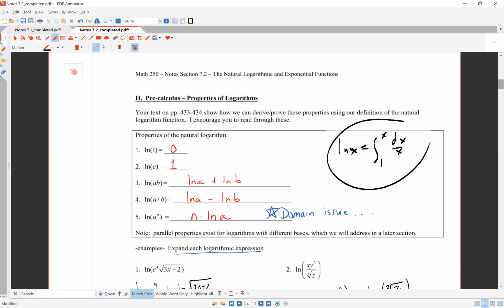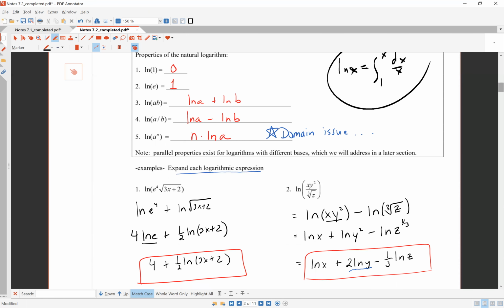Okay, so now let's just use these properties.